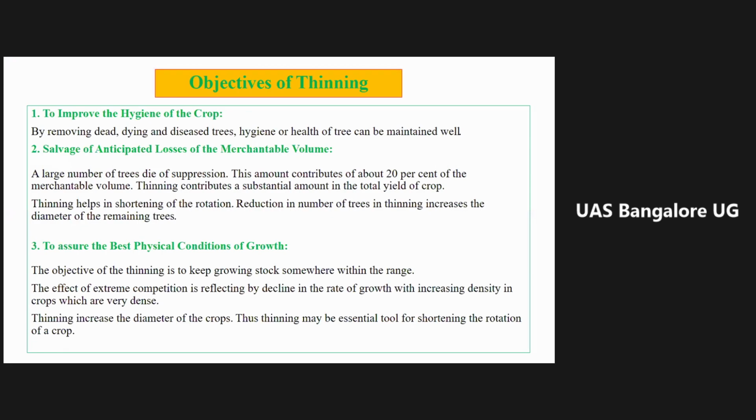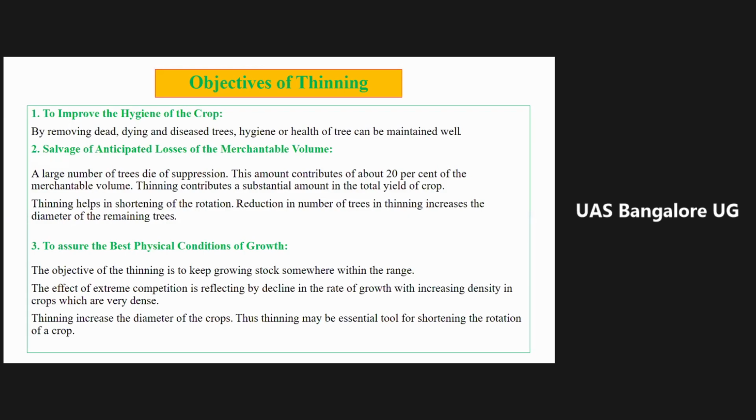So we'll move on to the different objectives of thinning. First one is to improve the hygiene of the crop by removing dead, dying, and diseased trees. So we can maintain the hygiene or health of the tree, or maybe the stand. Then the second objective is the salvage of anticipated losses of merchantable volume. Merchantable volume means it is a saleable product. It is timber.